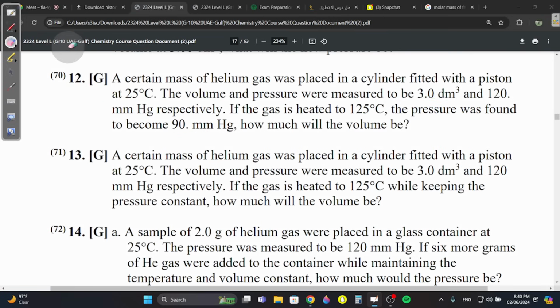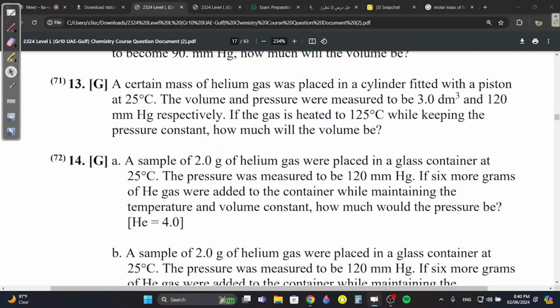Question 13. A certain mass of helium was placed in a cylinder. Same thing, I will speed things up. P1 V1 equals nRT1. P2 V2 equals nRT2. They said pressure is constant, so cancel P with P, R with R, n with n. You're going to get V1 over V2 is T1 over T2.